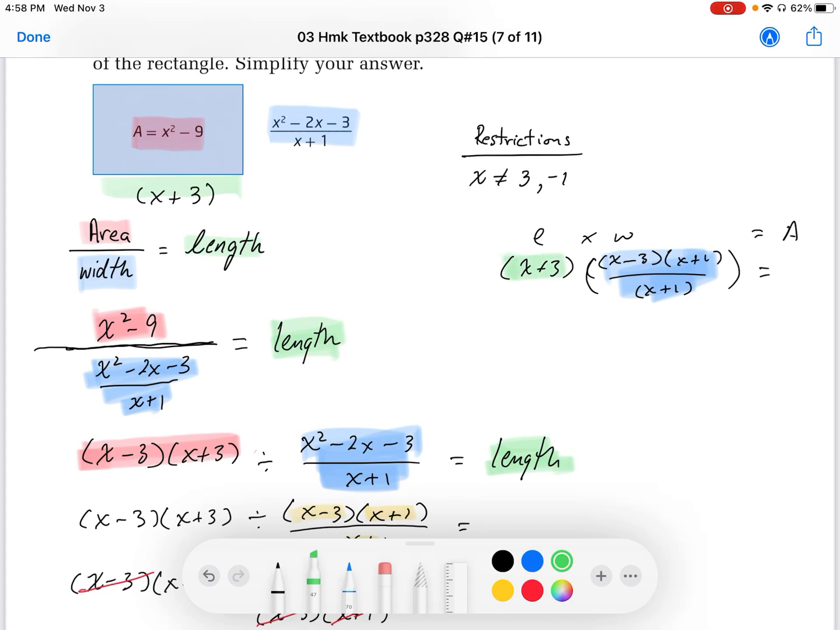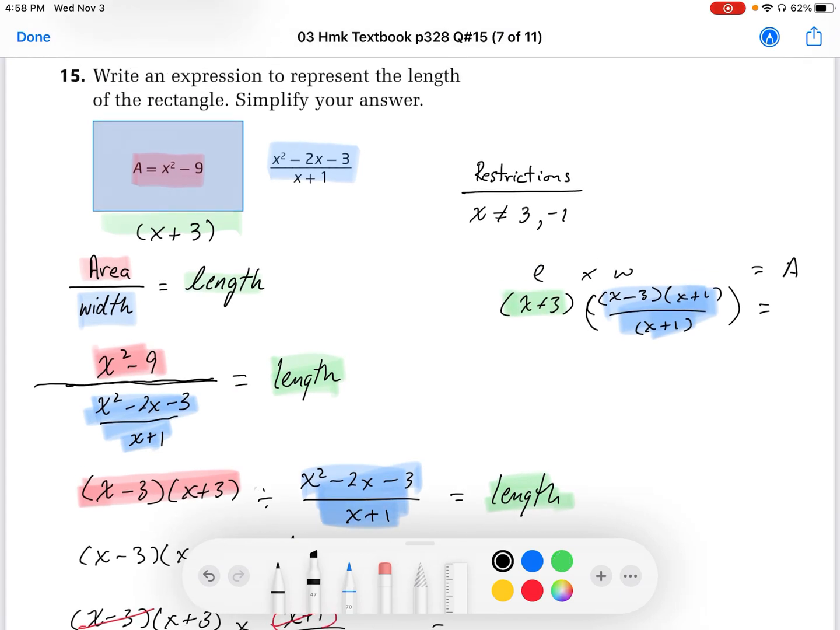Okay, and that's going to equal the area of, and I can see that these are going to cancel out. Sorry, just going to undo that. These will cancel out. I end up with x plus 3 times x minus 3. That's going to give me x squared minus 9. And that is the correct area that I had started with. So this must be the correct length. Okay, so this must equal the length.